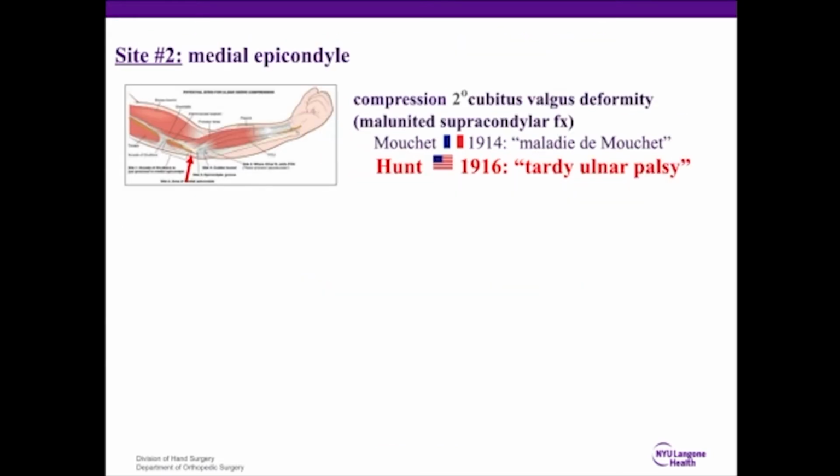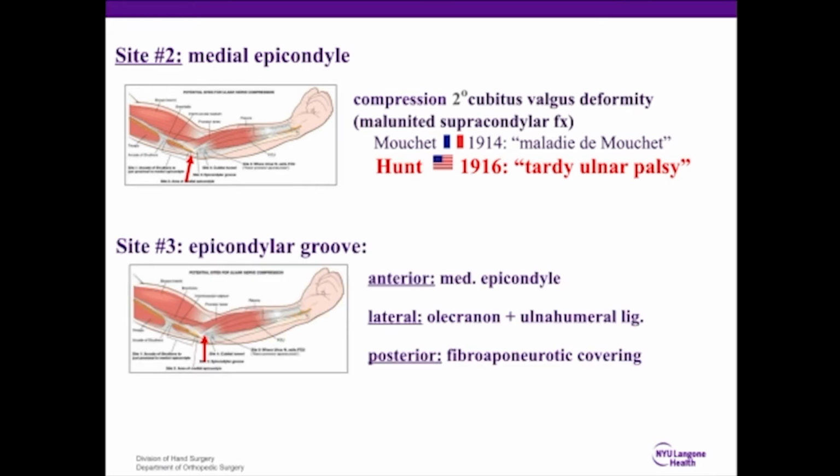Site number 2 is at the medial epicondyle, secondary to cubitus valgus deformities from malunited supracondylar fractures. It was first described by Mouchet in 1914 in France, and was commonly referred to as the maladie de Mouchet. 2 years later, Hunt gave it the name that still persists today in this country, which is tardy ulnar nerve palsy. The third site is the epicondylar groove, which has bone both anterior and lateral, involving the epicondyle and olecranon.